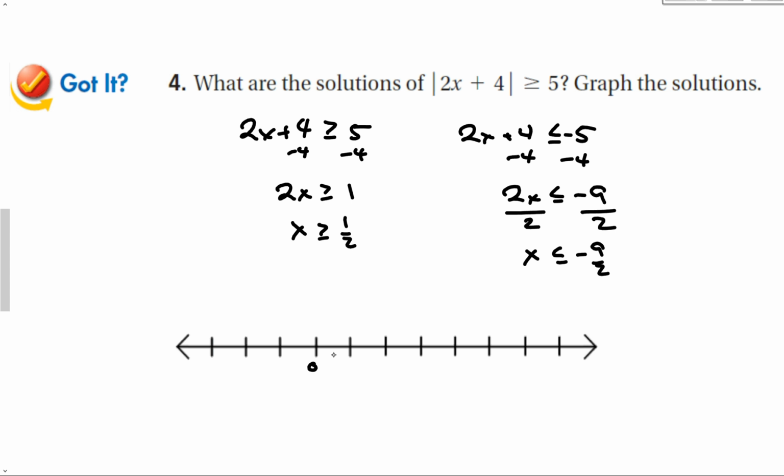So let's call this 0. That's 1/2. We're going to put a dot. And 1, 2, 3, 4. Here's 4.5. And, oh, whoops. All right, let's fix this. So let's call this 0. Let's call that one positive 1/2. And this is, of course, negative 4.5. So 1, 2, 3, 4. So we're going to go right here. Negative 4, negative 5. All right, and we're going to go to the left from that one and to the right from that one.